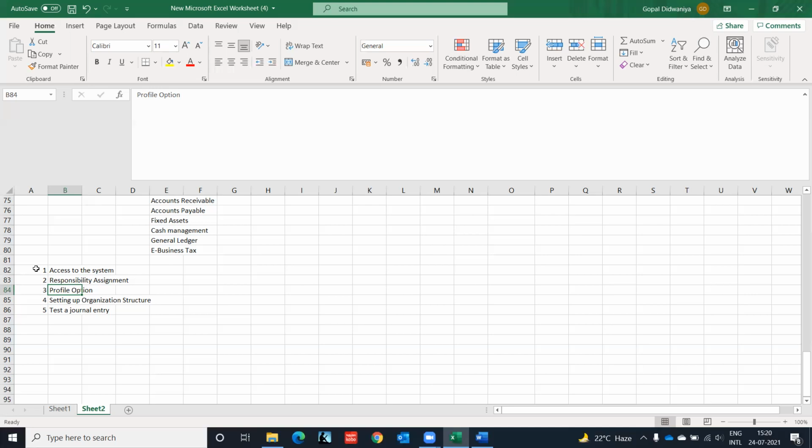So the profile option works in the same way. You have two things. Out of the two things, you are going to use the one that is most beneficial and more required by the client. And that's the reason you enable this option or disable this option in the profile option.